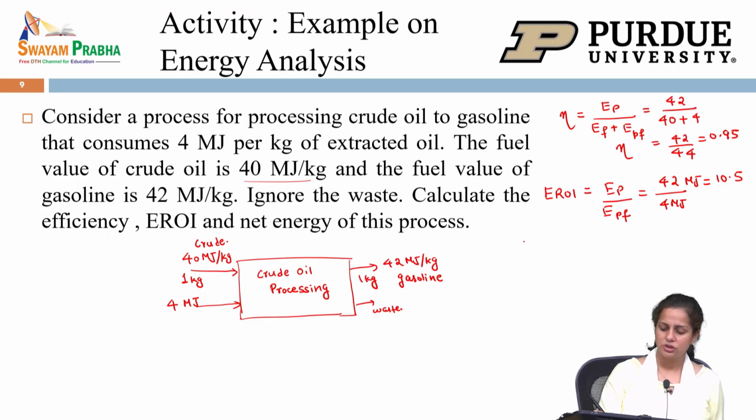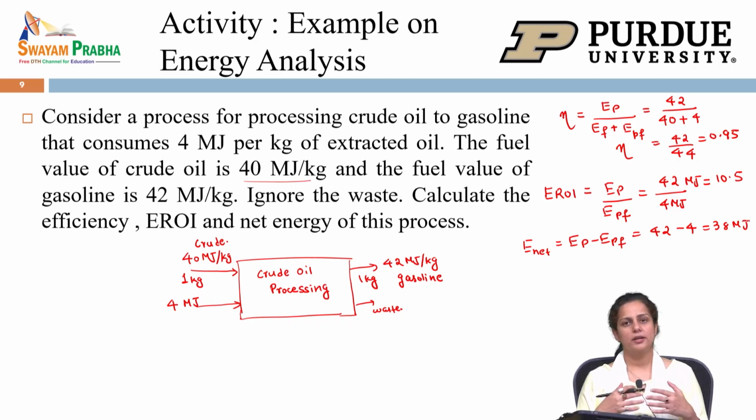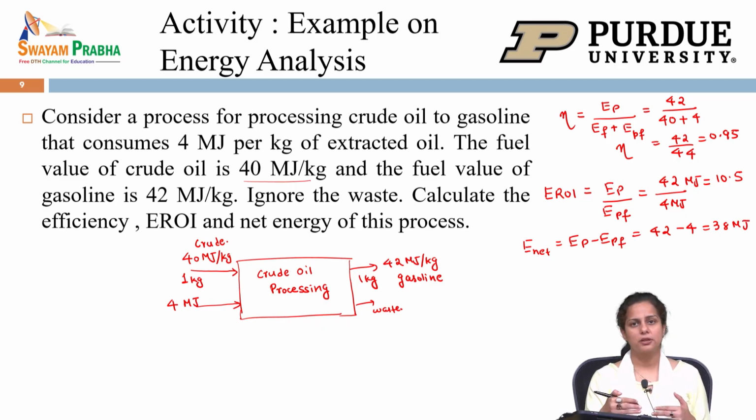And then the net energy, E net, is simply the difference between EP minus EPF, which is the processing energy. So, we have 42 minus 4 and your net energy is 38 megajoule, which means that we are putting in 4 megajoule of additional processing energy and we are getting 38 megajoules net energy for our utilization.